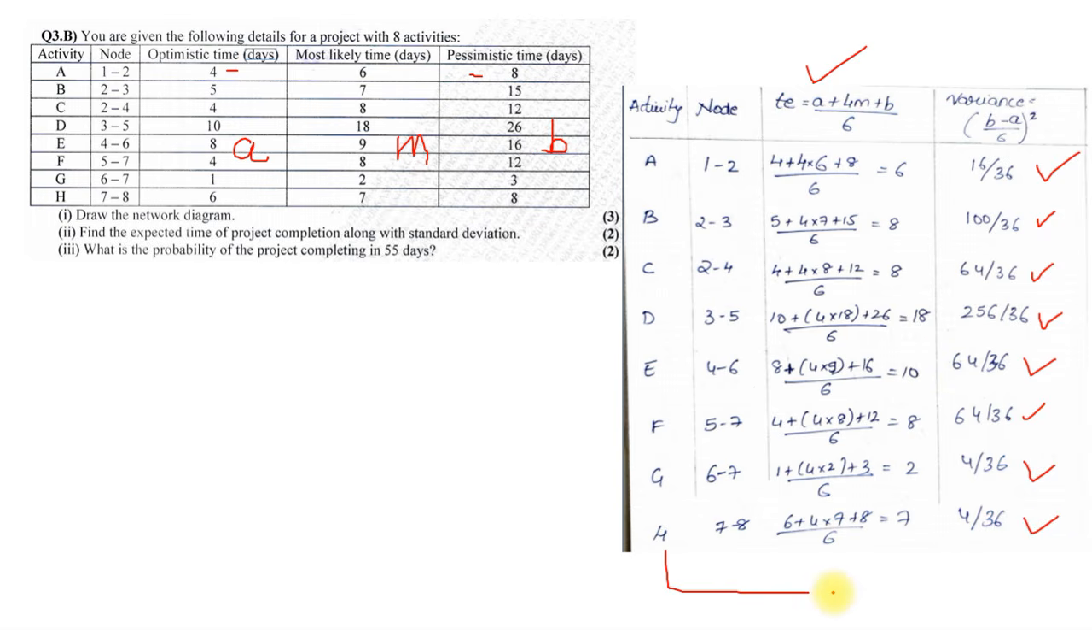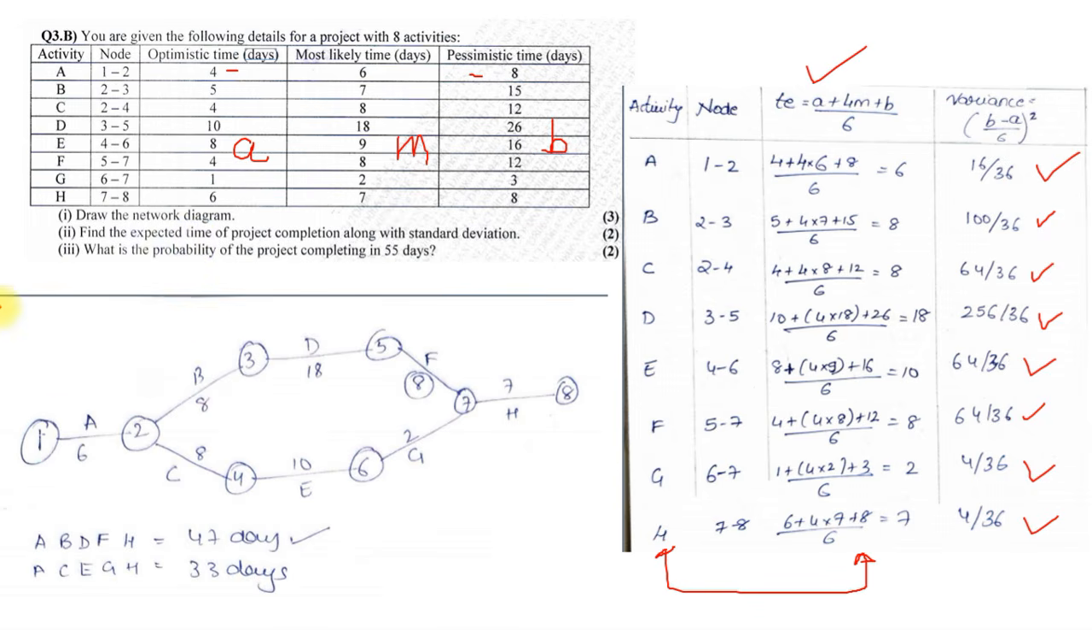Now with the activity, with the node and with the expected time, we can make a network diagram. So a network diagram should look like this. We have 1 and 2 with A, then 2 and 3 with B, 2 and 4 with C, then 3 and 5 with D, 4 and 6 with E, 5 and 7 and 6 and 7, they merge, so F and G merge and they become H, which is 8. The time for A we found is 6 days, then 6 days, then 8 days, 8, for D it is 18, E 10, F is 8, G is 2 and H is 7 days. Okay, so we got that.